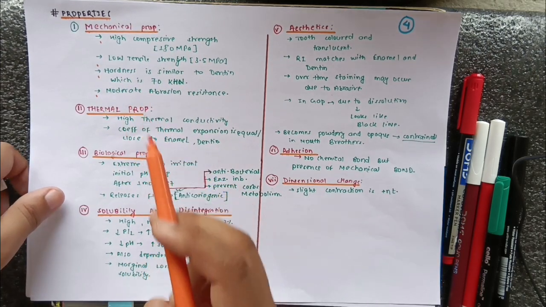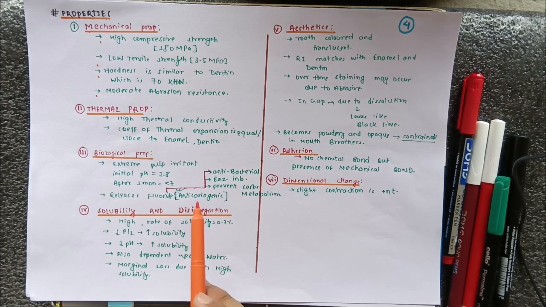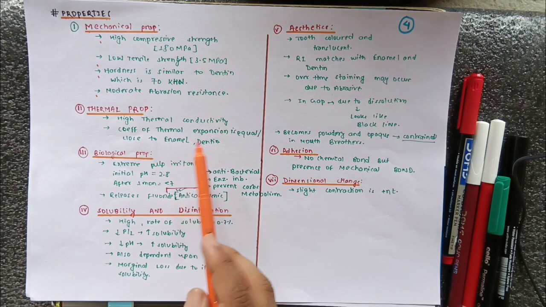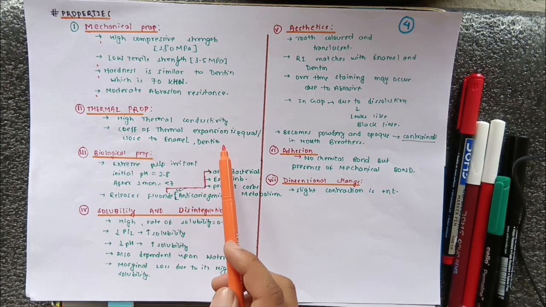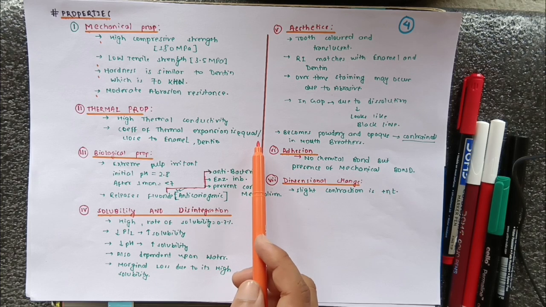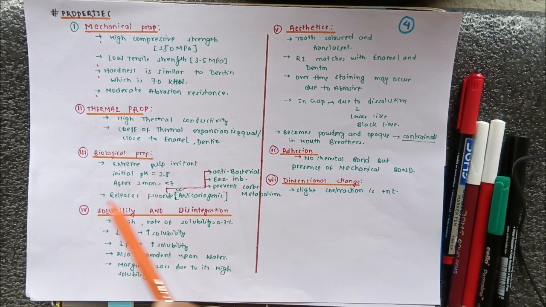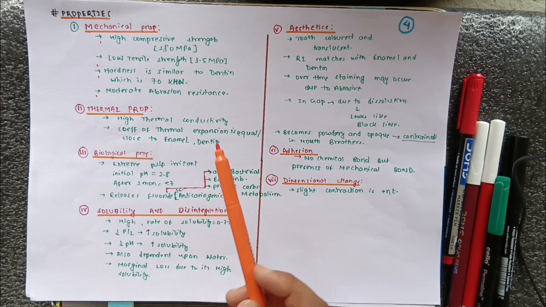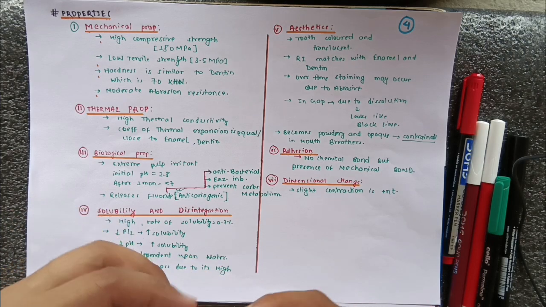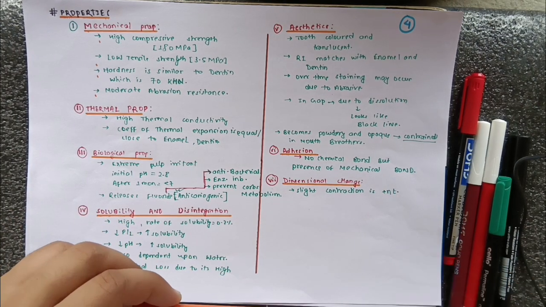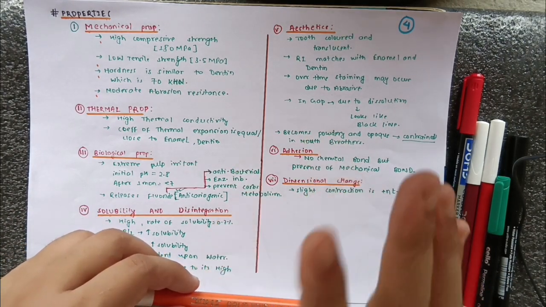After that, in thermal properties, it has high thermal conductivity, and the coefficient of thermal expansion is equal or close to that of enamel or dentine. You should remember this. It has a high thermal conductivity, so in deep cavities, when we use this silicate cement, this is also a disadvantage of this cement.